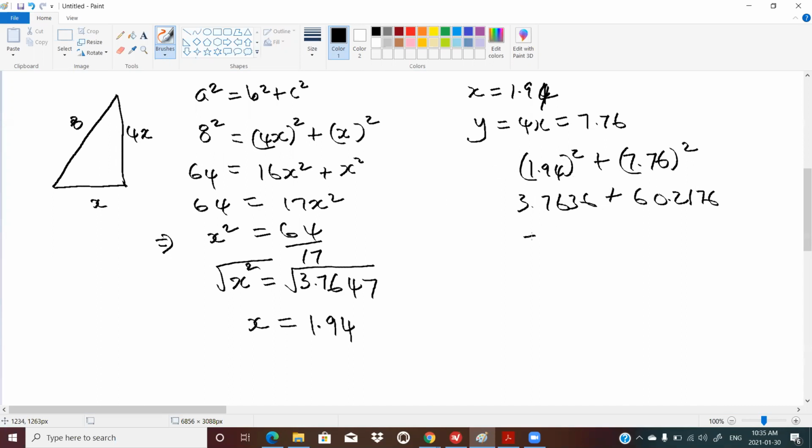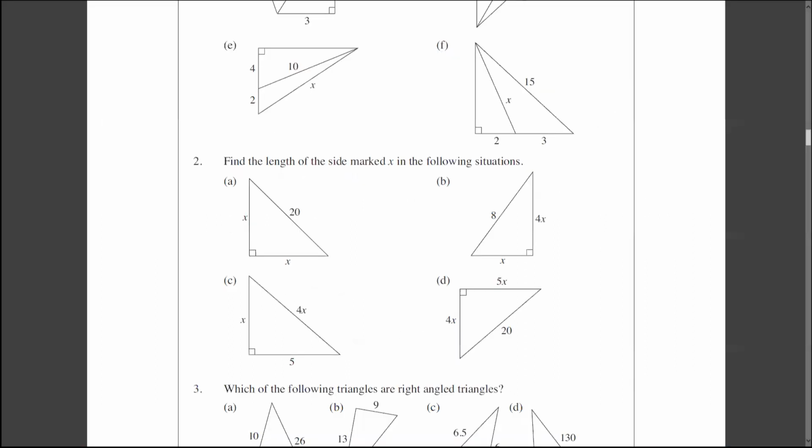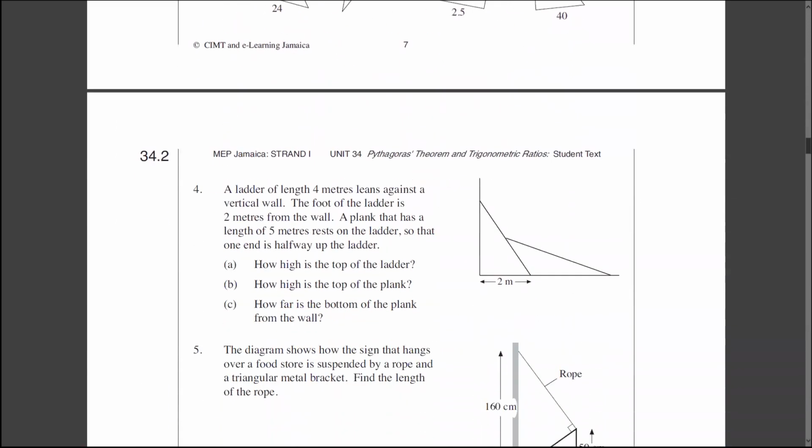Okay, so when we add them up, we get 63.9812, right? So we're very close to 64, because we're trying to compare it to 8 squared, which is 64. We're off by a little because of the rounding, but it does show that it works, right? All right, so going back now. That's how you do those kinds of questions.